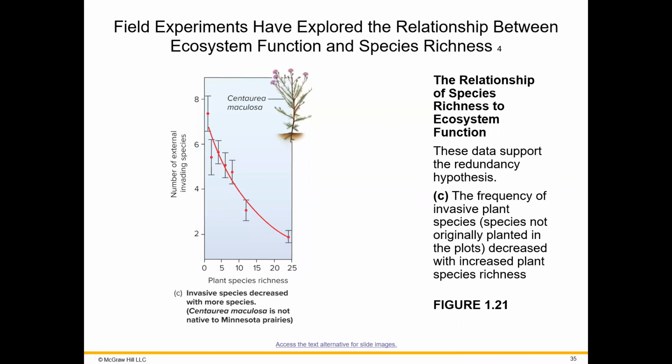Field experiments have explored the relationship, right? So these data support, as we saw, the redundancy hypothesis. The frequency of invasive plant species not originally planted in the plots decreased with increased plant species richness because it made the plots more resilient, more able to withstand invasion by non-natives.